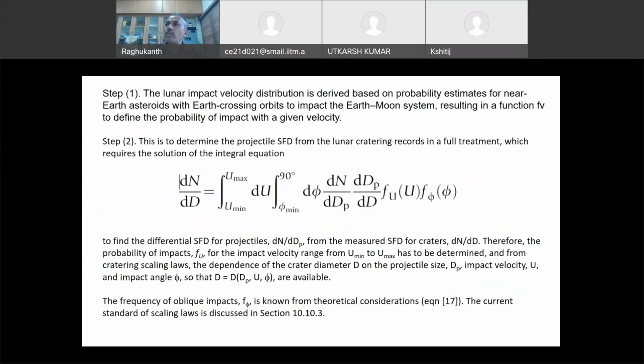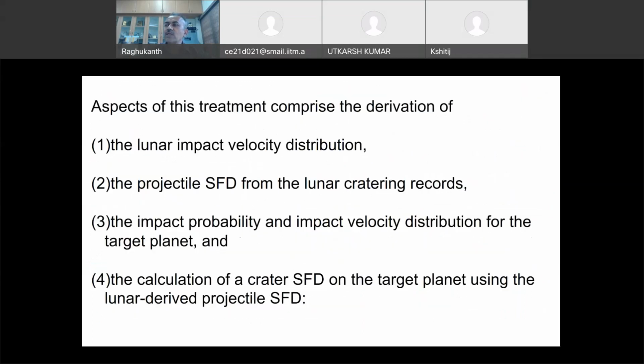So why is the Moon very well studied? The reason is the Moon is like a fundamental thing for us, because from the Moon you can understand our Earth history, and you can understand other planets also. So this methodology has been derived. You take the lunar crater size-frequency distributions from the Apollo missions data. Now you have to do this 4-step process. Lunar impact velocity is very well known. The projectile distribution you have to calculate. That integral equation has to be solved, which comes from the total probability theorem.